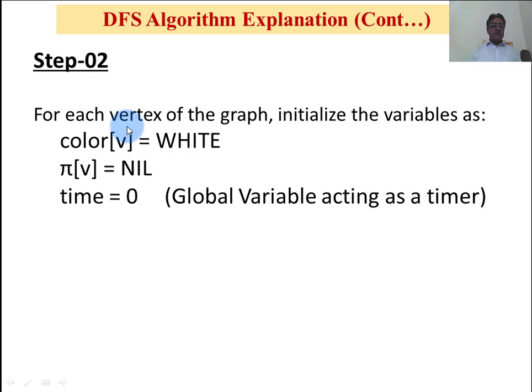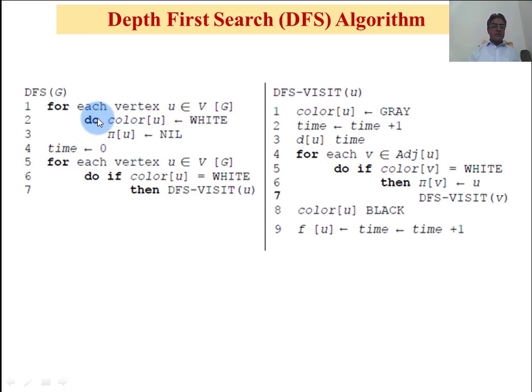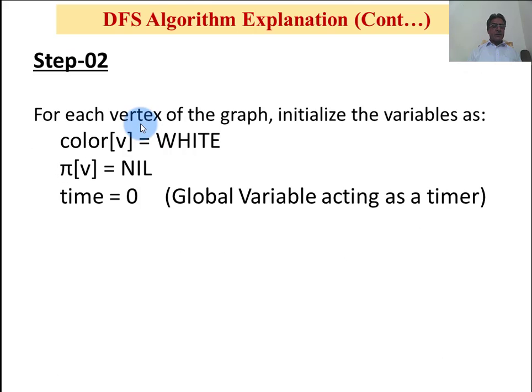Step 2. For each vertex of the graph, initialize the variable as color of v is equal to white. We have discussed this in detail when we were looking at the algorithm: this loop initializes the graph, making each vertex white and parent nil. So in step 2, the color of each vertex becomes white and parent nil. And then at the end of the loop, time is equal to 0.